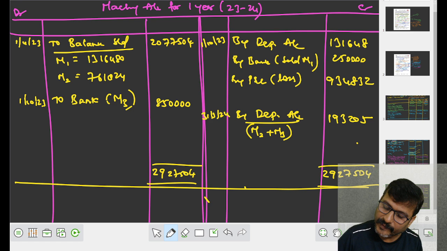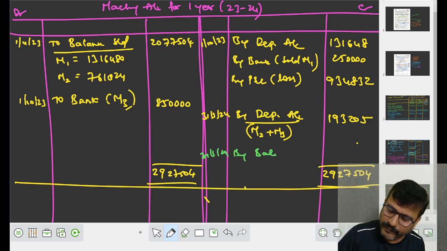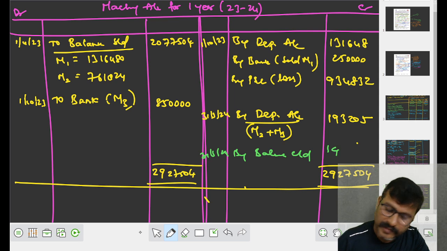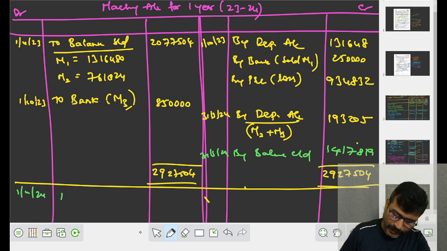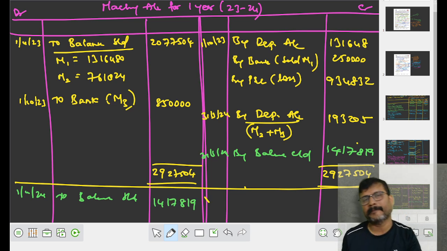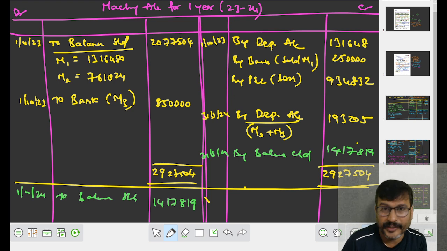We have to write on 31st March 24, by balance carried down. Work out a balance. The balance comes to rupees 14 lakh 17,819. On the same date, in the next financial year, it is to be brought down, 14 lakh 17,819. I hope, my dear children, you understood?